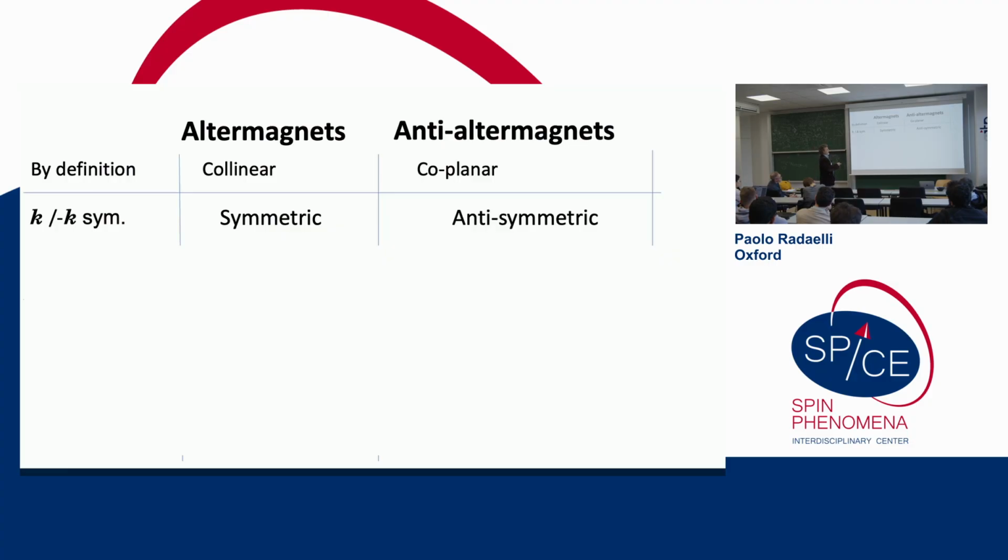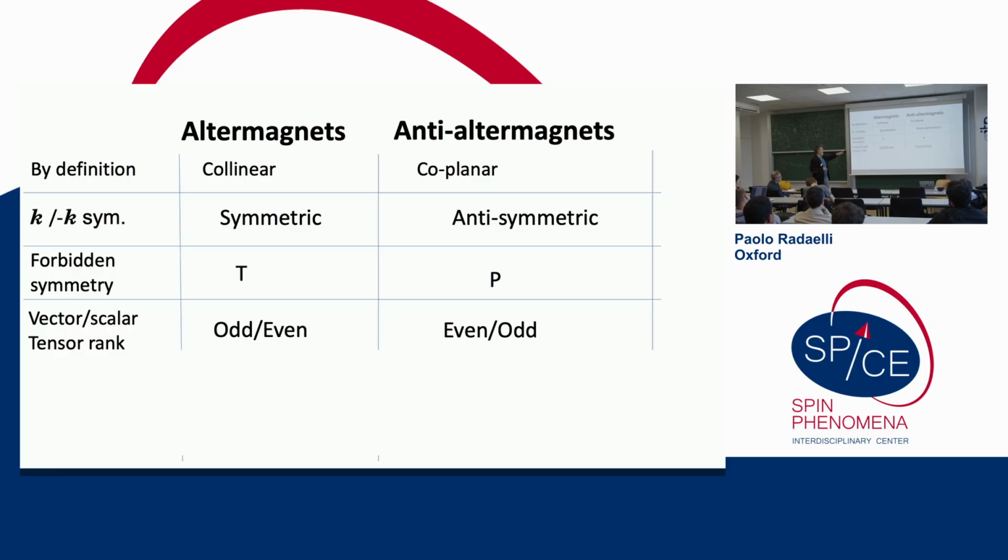This is the collinear case, so the structure is collinear, it's symmetric in K minus K for altermagnets, and the exact equivalent is coplanar, so a single staggered field is the coplanar K minus K antisymmetric part. The forbidden symmetry in both cases is T in one case and P in the other case. So if there's T, there's no altermagnetic textures. If there's P, there's no anti-altermagnetic textures.